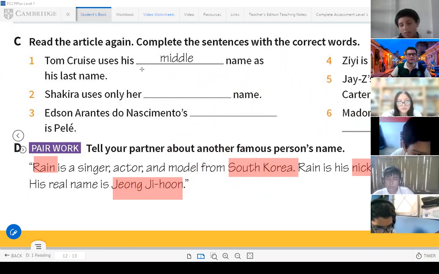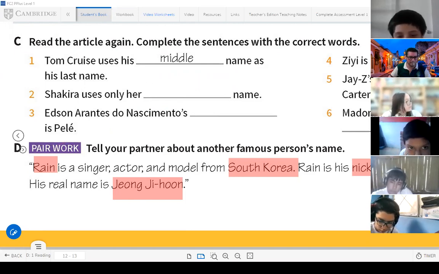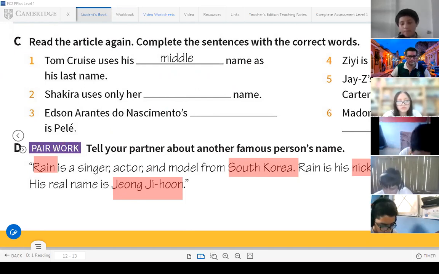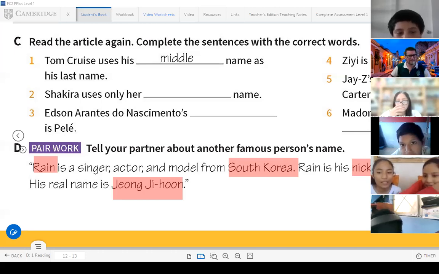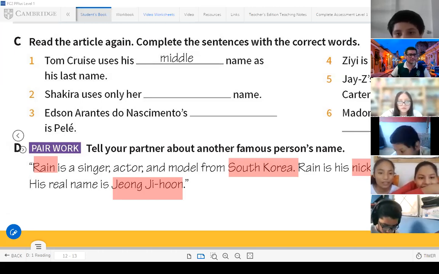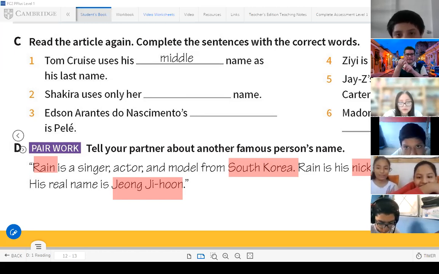Yeah, for example, you can talk about anyone if you know, but if you don't know, no problem. Katy Perry is a singer. Yeah, that's right. Is that her real name? Katy Perry is her real name, name and last name.